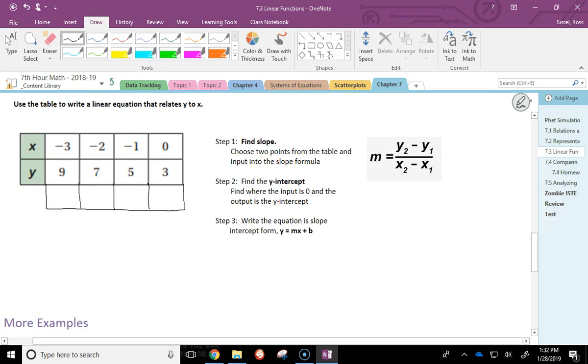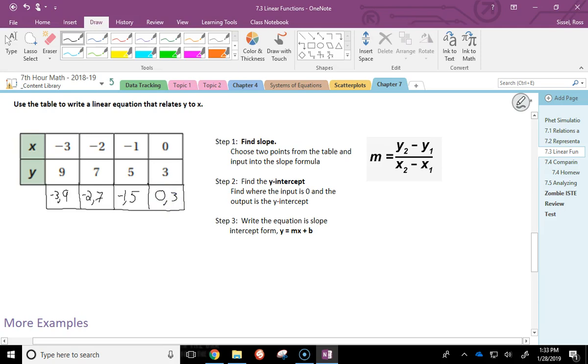Since my input is x and y, I'm going to write the coordinates down for it. This one would be -3, 9, -2, 7, -1, 5. Just make sure you guys are following. What would the last coordinate be? Go ahead and say it if you know it. 0, 3. It's not just 3, it's 0, 3.